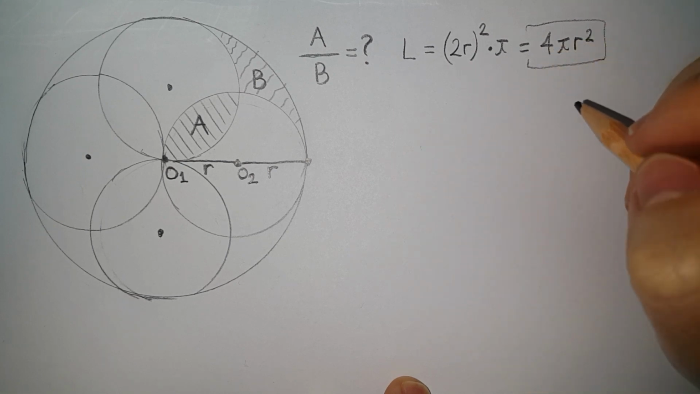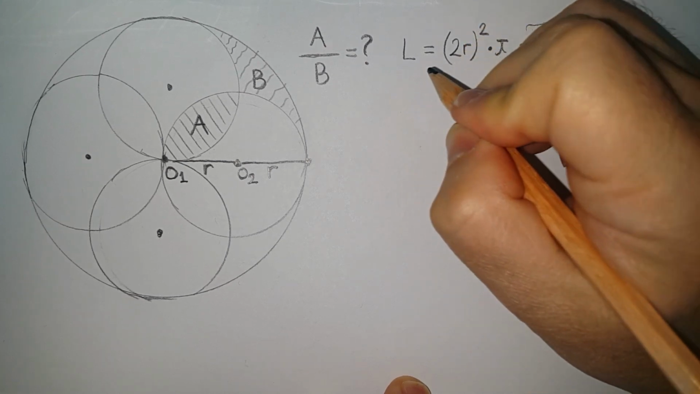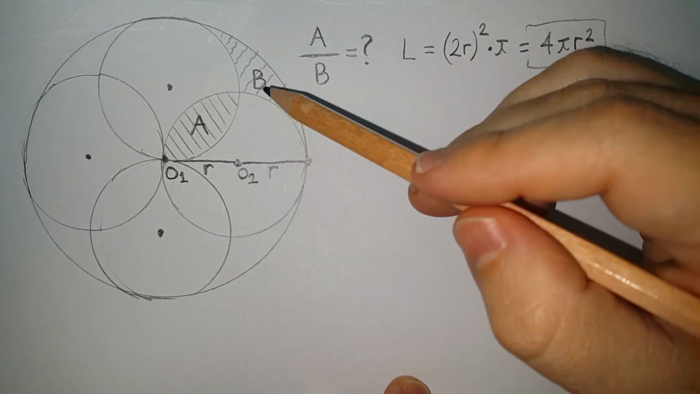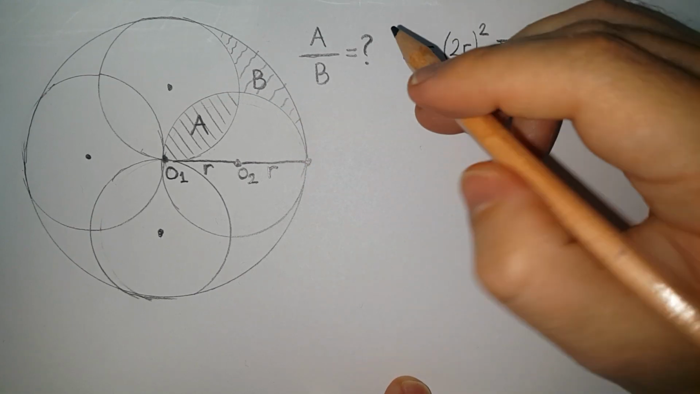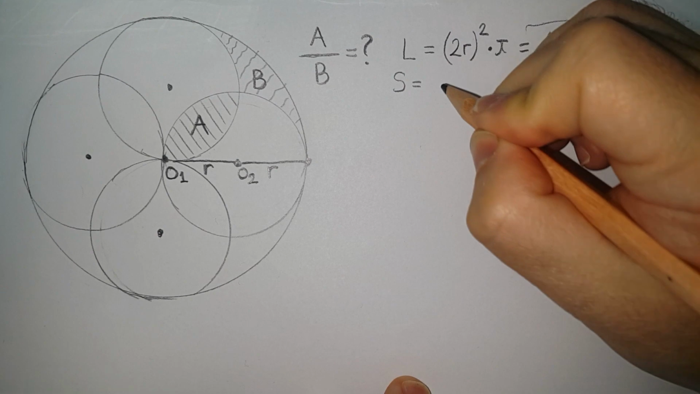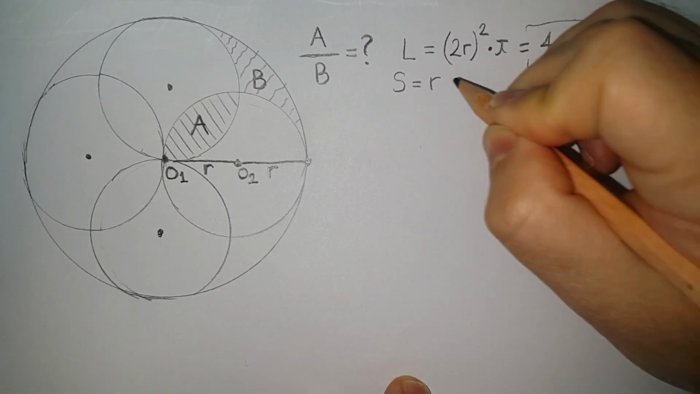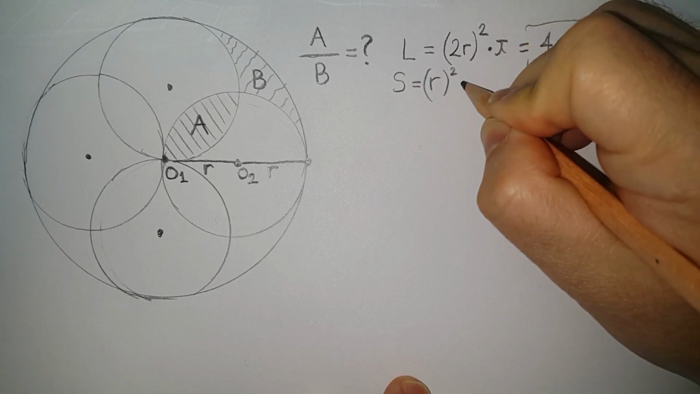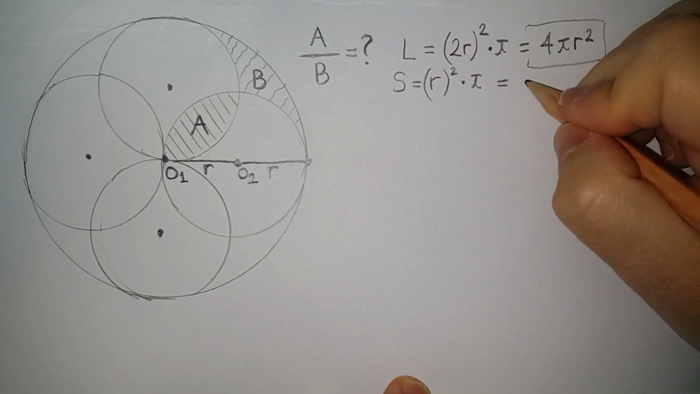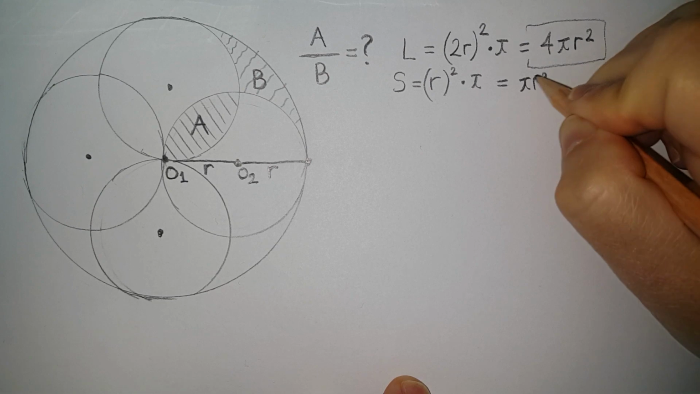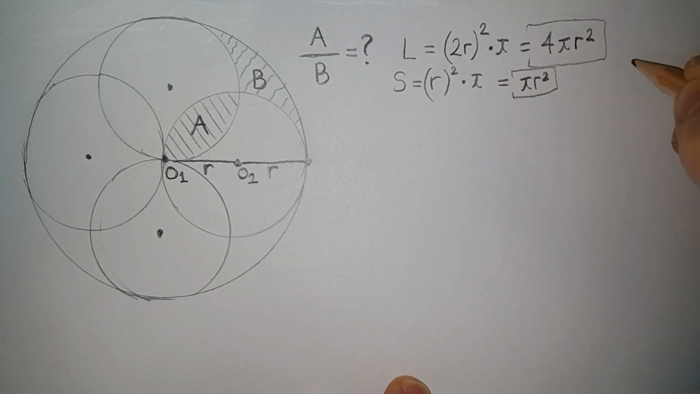And let's now find the area of the small circles. So each of these small circles, they have the same area, and we call that area S. So these small circles have radii of r, and we take r squared times pi. It equals pi r squared. That's the area of each small circle.